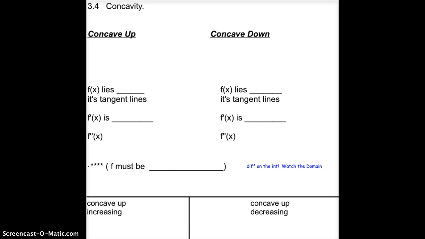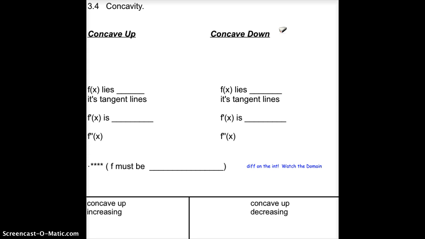Section 3.4 discusses concavity. We've already discussed how you determine whether a function increases or decreases by running a test on the derivative. We check where it's positive, which implies increasing, and where it's negative, which implies decreasing. We've talked about the first derivative test, which says that if there's a change from positive to negative, you've hit a relative maximum. If there's a change from negative to positive in the derivative, you've hit a relative minimum. And now we're going to discuss concavity.